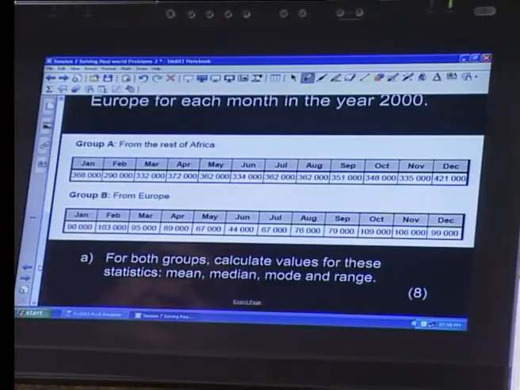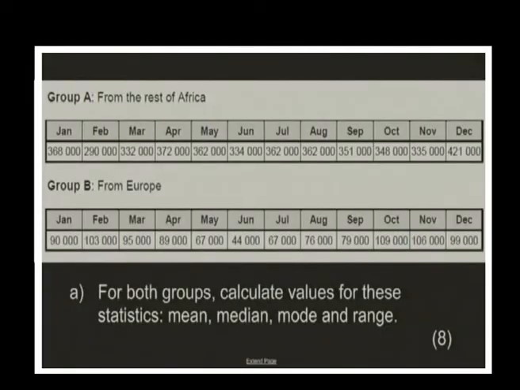Okay? So here's a whole lot of information. Here's the question. For both groups, calculate values for these statistics. Calculate the mean, the median, the mode, and the range. Now, folks, we're almost coming to the end of the session, and because of that, I'm not going to sit here and go through it, right? We're just going to discuss what we would do and how we would go about it, but we're not actually going to sit and go through it, because my goodness, this question isn't a problem, it's a career. We're going to be here forever.